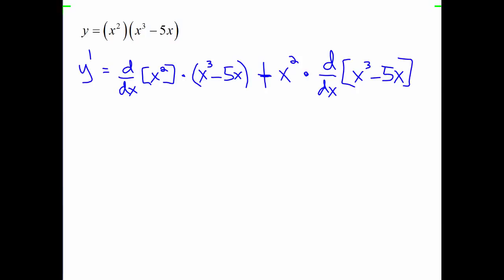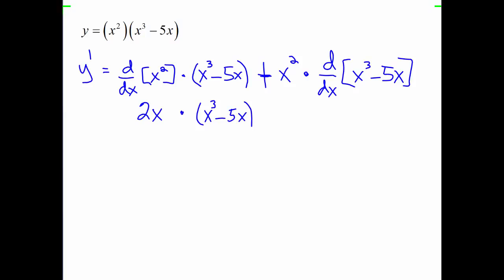Okay, so this is the product rule. Take the derivative of the first function times the second, plus the first function times the derivative of the second function. The derivative of the first function, you just use the power rule. We're going to end up with 2x times x to the third minus 5x.